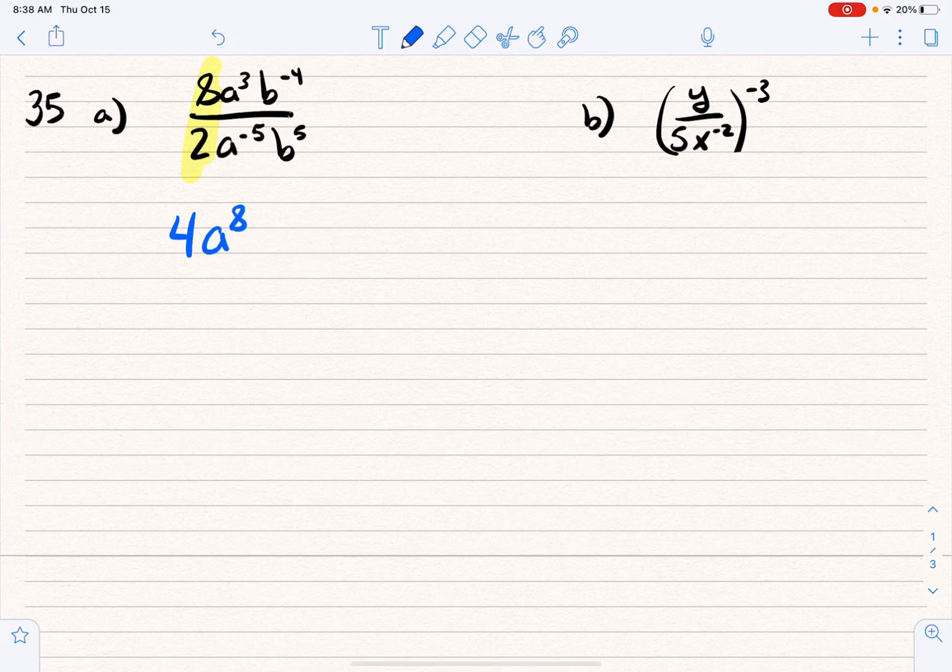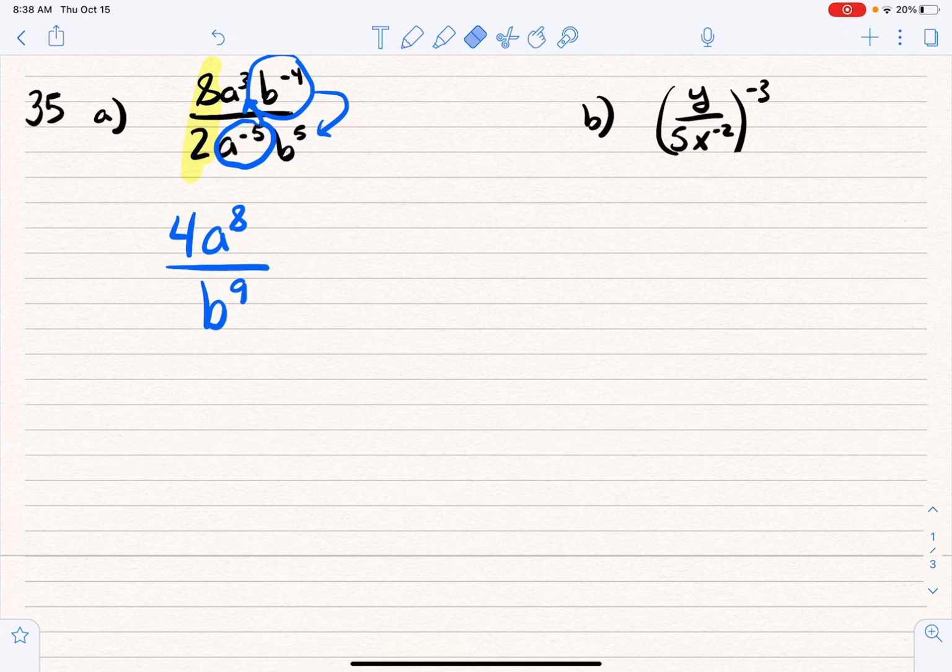It would make this a to the 8th. And that b to the negative 4th goes to the bottom and would make this b to the 9th. So the 8 over 2 simplifies to 4. The a to the negative 5th power comes up to the top, combining, so that makes a to the 8th. And the b to the negative 4th power comes down to the bottom, making the b to the 9th. Okay, second part, part B.